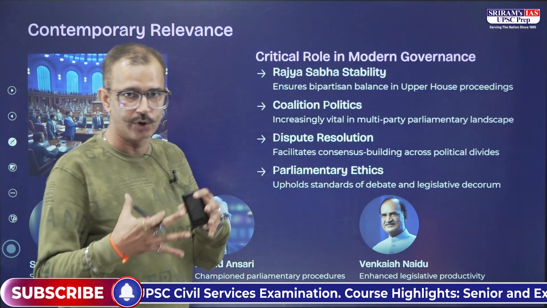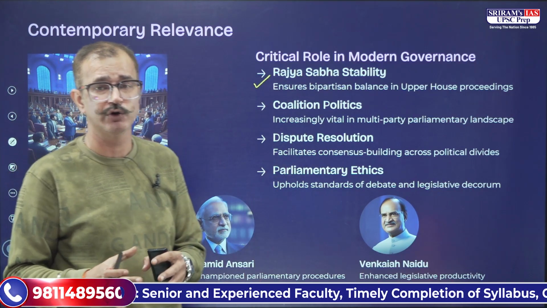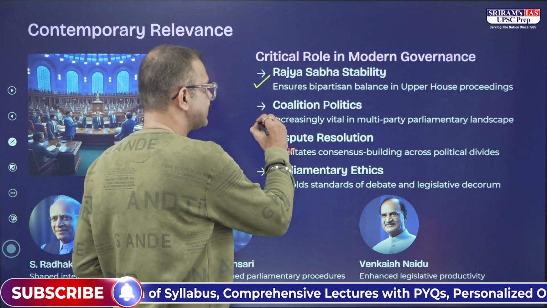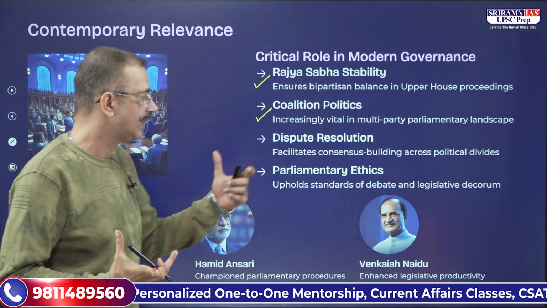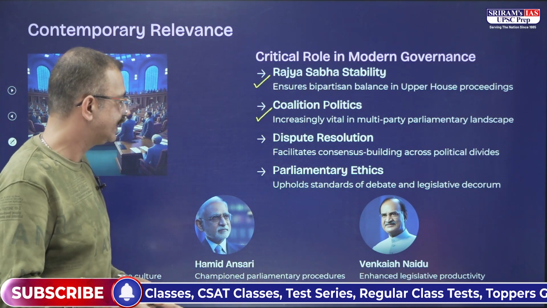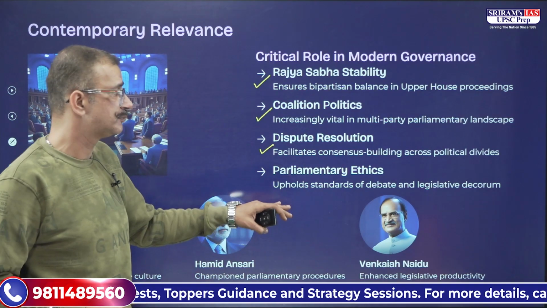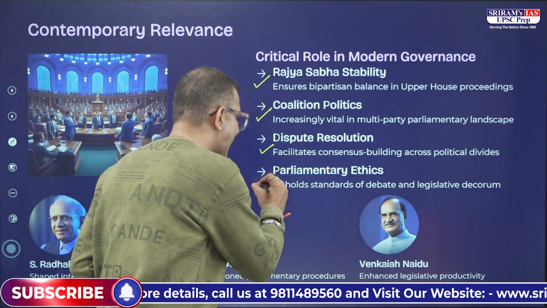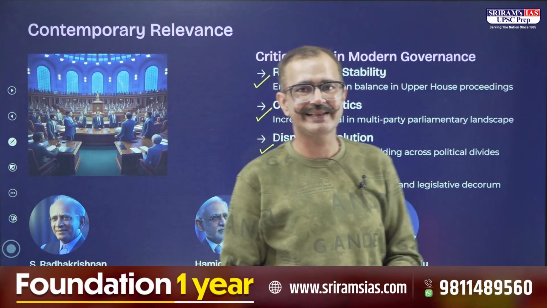Now, when it comes to the critical role of the Vice President in modern governance, he ensures bipartisan balance in the upper house proceedings, and thereby he gives stability to the Rajya Sabha. At the same time, his role is increasingly vital in the multi-party parliamentary landscape that we have seen in today's modern Indian political setup, and therefore his role is important for coalition politics as well. He facilitates consensus building across different political parties and divides, and therefore acts for dispute resolution and also upholds standards of debate and legislative decorum and ensures parliamentary ethics.